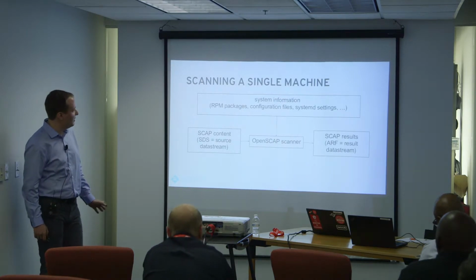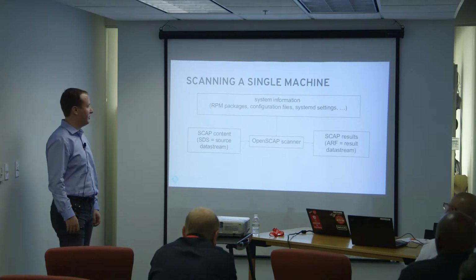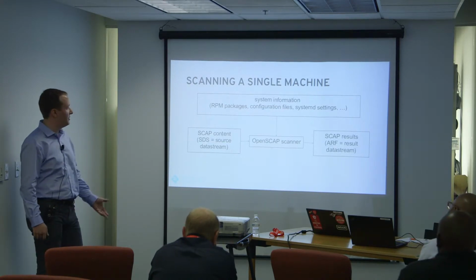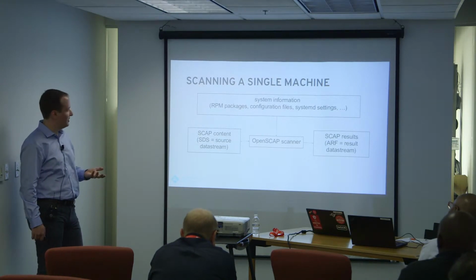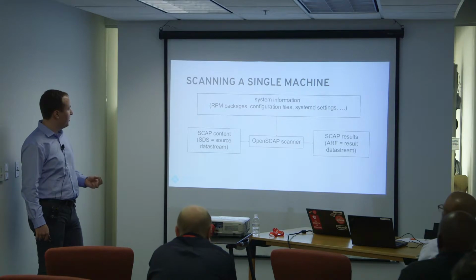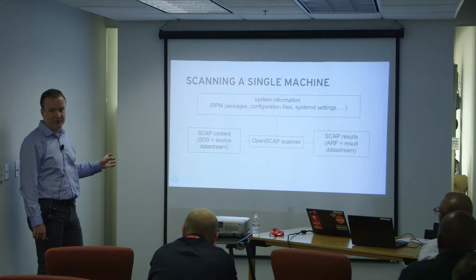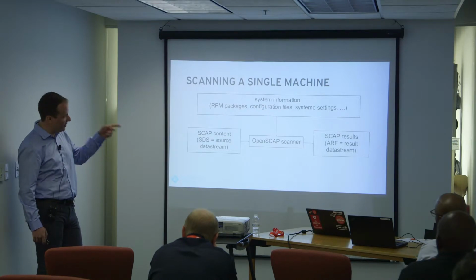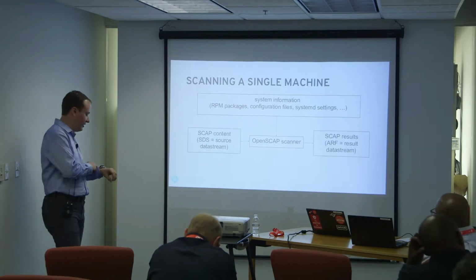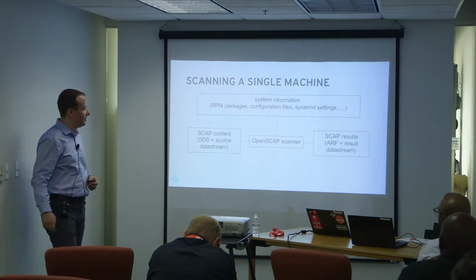So this is what we're going to need to scan a machine. We're obviously going to need the system information that we're going to collect. Which packages are installed, what are the configuration files. We're going to need file permissions and stuff like that. We're going to need the SCAP content in source data stream format. Those are the security policies. Those are the rules that we're going to be checking. We're going to put both of these into the OpenSCAP scanner, and we're going to get SCAP results in the ARF format. We're going to talk more about the format later.